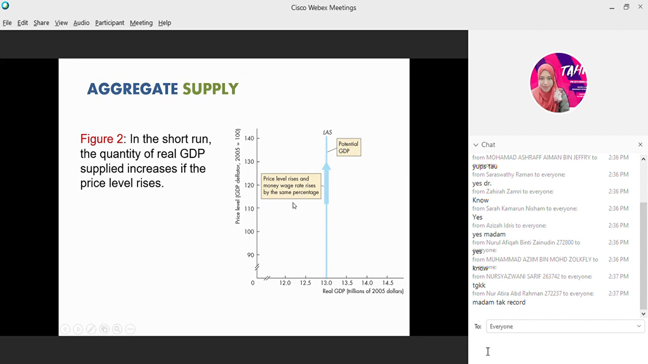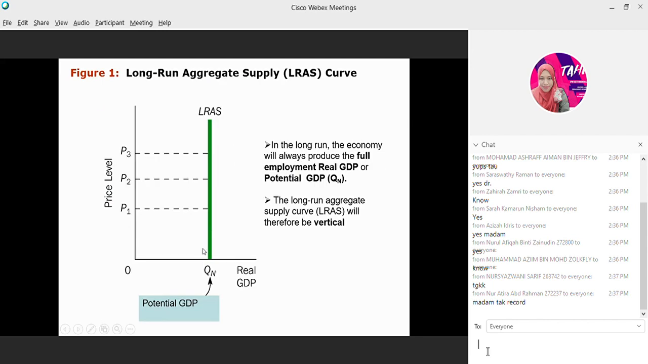And this one is the long run, and over here is the potential GDP. So what does the LRAS represent? It tells you that in the long run the economy will always produce at full employment, real GDP or potential GDP. So this is our limit. QN is our limit, and this is our objective. This is good. This is what we aim our economy to be, because we already use all our resources efficiently.